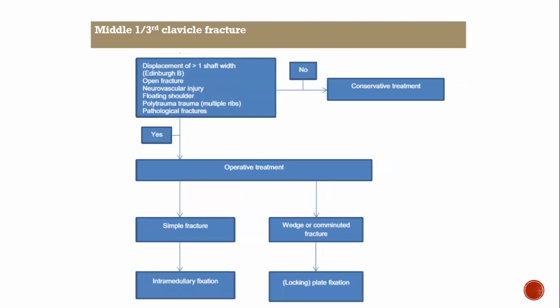In middle end clavicle fractures, if the patient has displacement of more than 1 shaft width, open fractures, neurovascular compromise, floating shoulder, polytrauma, or pathological fractures, then operative treatment is planned. And if the fracture is simple, intramedullary fixation is planned. And if the fracture is comminuted, ORIF with locking plate fixation is done. If the patient doesn't have these indications, then conservative management is planned.